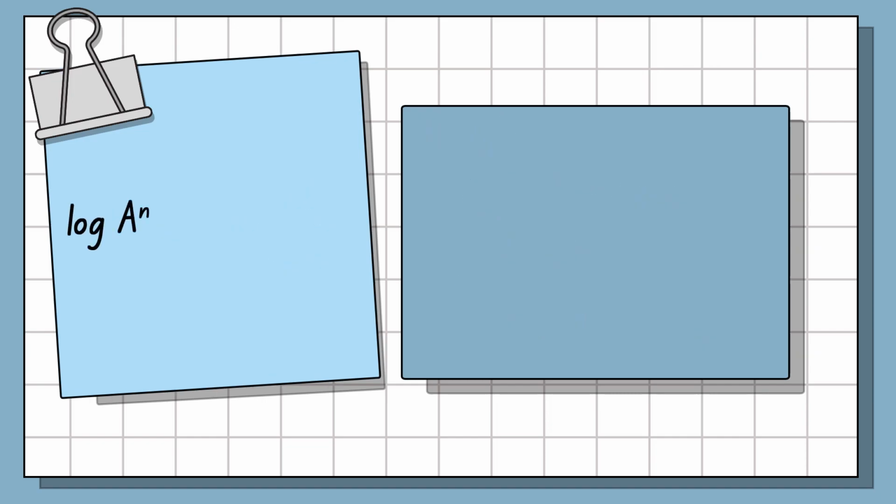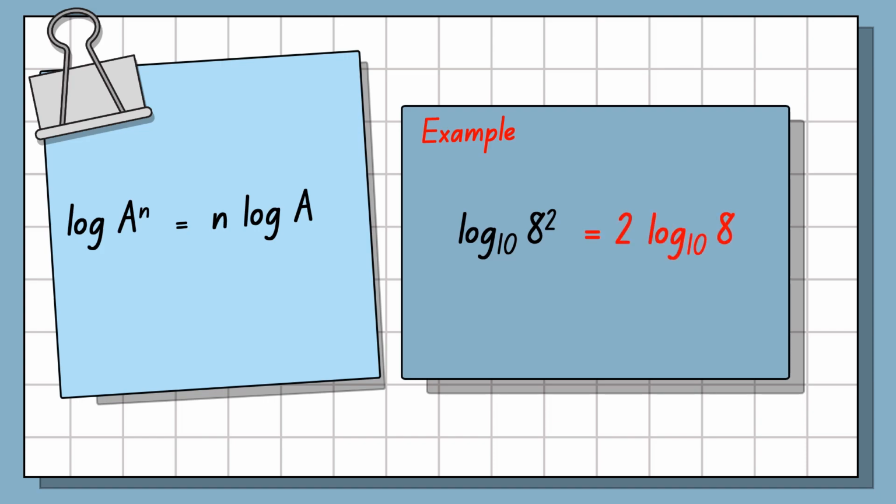Another property is log of a raised to the exponent of n is equal to n log a. So here in this property, we put the exponent n in front of the log. For example, log base 10 of 8 raised to the exponent of 2 is equal to 2 log base 10 of 8. Another example, log of x to the exponent of 6 is equal to 6 log x.